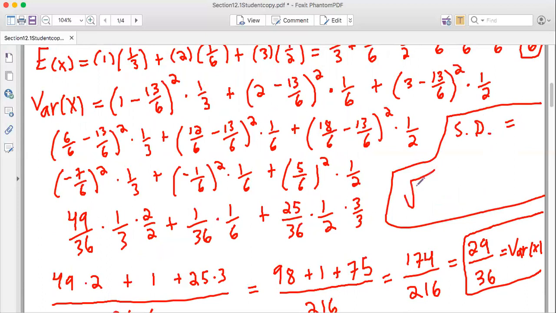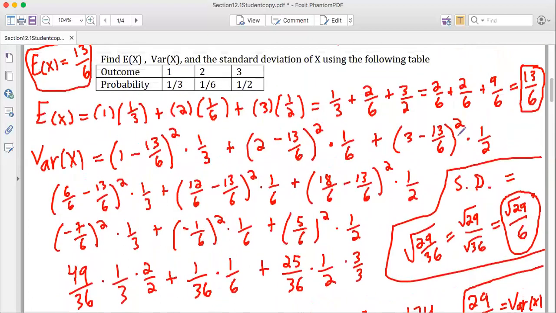So this is the square root of 29 divided by 36, which I can use the quotient property of the radical to simplify. Say square root of 29 divided by square root of 36, because the square root of 36 is going to be a nice number, right? Square root of 36 is 6. So my standard deviation is radical 29 divided by 6. And this is just the square root of the variance.